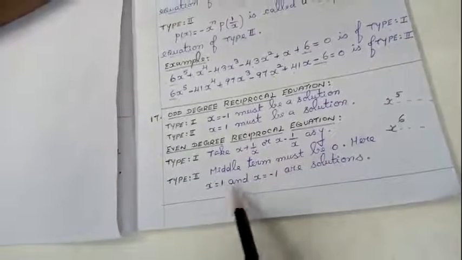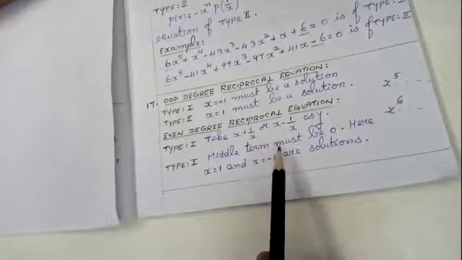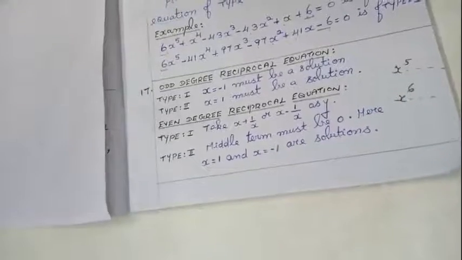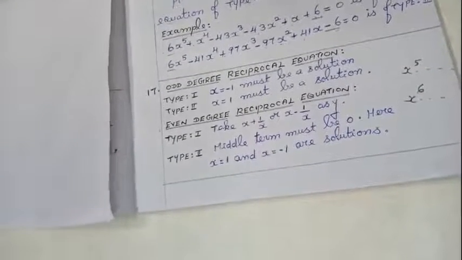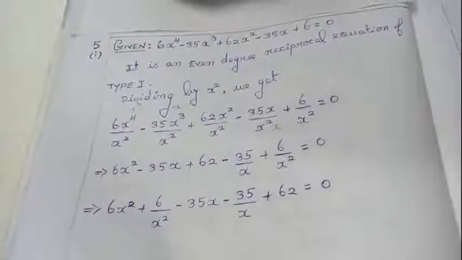Here x equal to 1 and x equal to minus 1 are solutions. First you have to keep this concept in your mind, then only you can do the sum. Now we are going to start with exercise 3.5 fifth sum, and that fifth sum is based on the concept I told you now, type 1 and type 2. Exercise 3.5 fifth sum. Solve the equation.